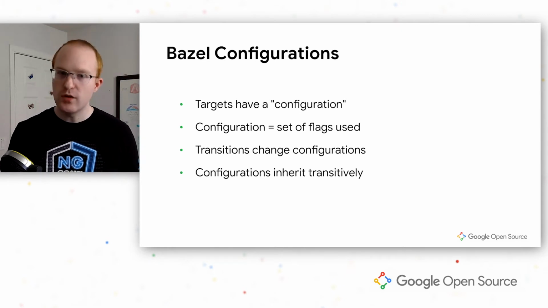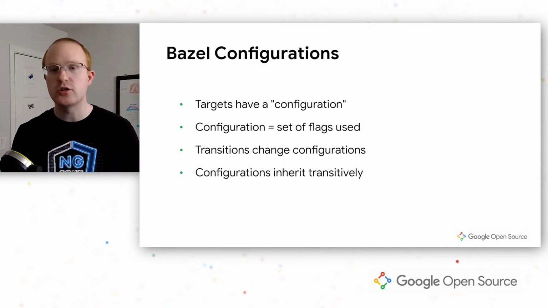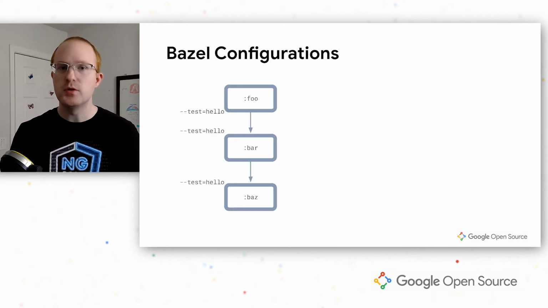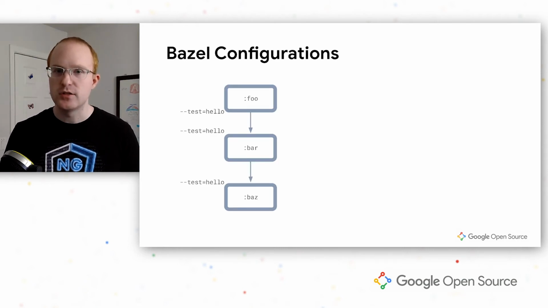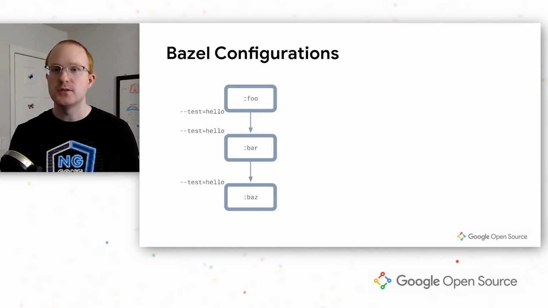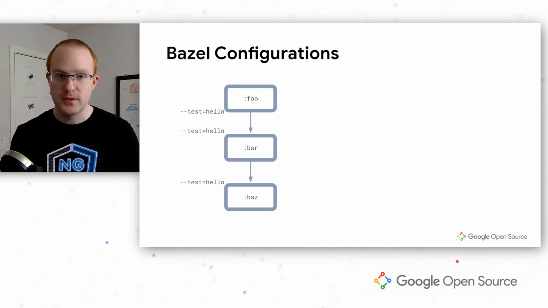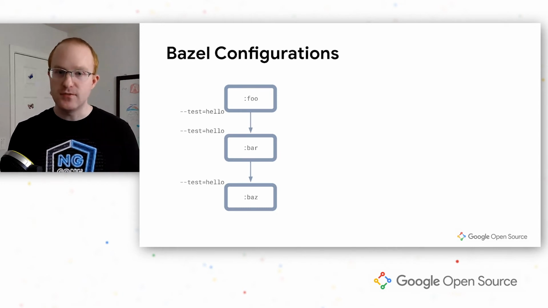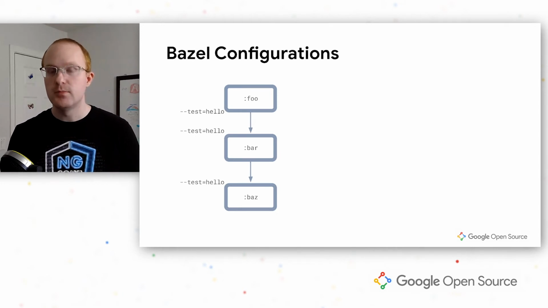So hopefully that gives you some rough idea of what these terms mean at an abstract level. So let's look at something a little more concrete to help clarify these concepts. First, let's consider a simple build graph that has three targets depending on each other. Each target has its own configuration and the set of flags that it compiles with. In this case, they are all using the default configuration, meaning that they use the default values for all of their flags. In particular, the test flag uses the default value of hello for all targets in this graph.